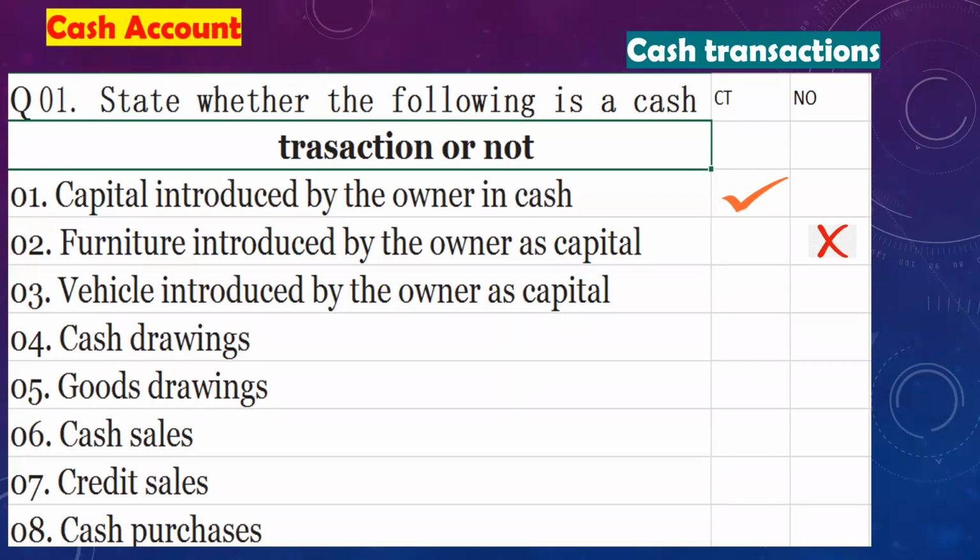Vehicle introduced by the owner as capital. So this is also same like that. Owner has his own vehicle. Now he is giving the vehicle to business purpose. It's given. So owner giving a vehicle. Are we receiving money? No. Are we paying money? No. So is it a cash transaction?